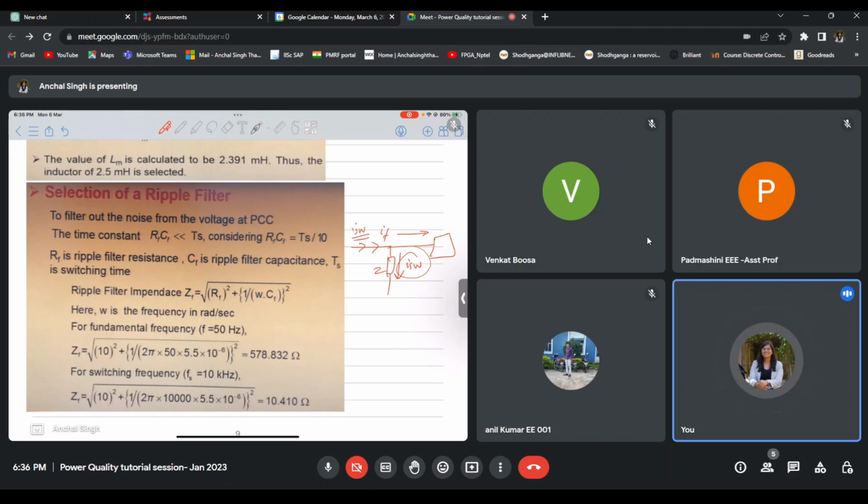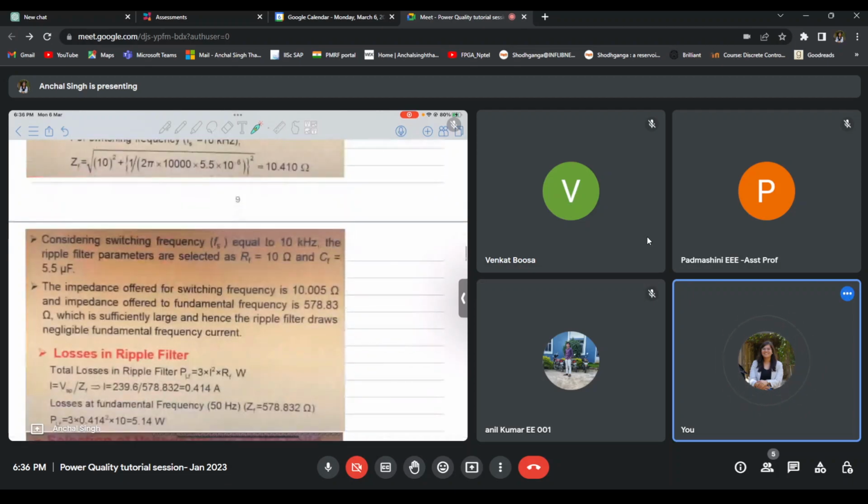Therefore, we want the impedance value to be low for the high frequency component, 10 kilohertz, and high for the low frequency component, that is our 50 kilohertz. Sorry, 50 hertz. Okay, so we can choose any value of RF and CF. Okay, and this is just an engineer's judgment. You could use any other value as well.